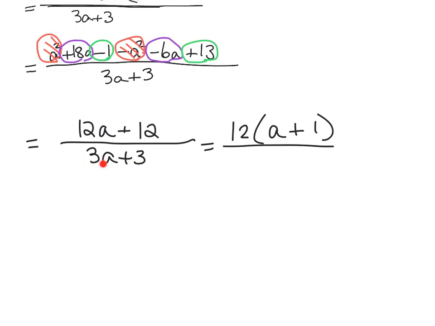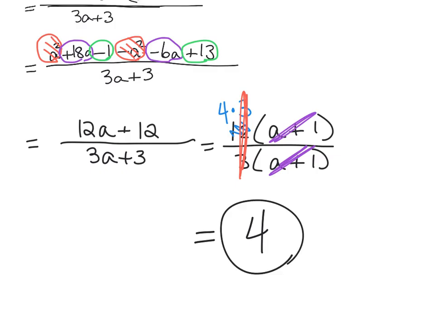And we can see that these two terms down here have a common factor of 3, so it becomes 3 times a plus 1. Now we have a common factor of a plus 1 over a plus 1. And 12 over 3, you could think of 12 as 4 times 3, so we have a common factor of 3 over 3. So this is 1, this is 1, and our final answer is just 4.